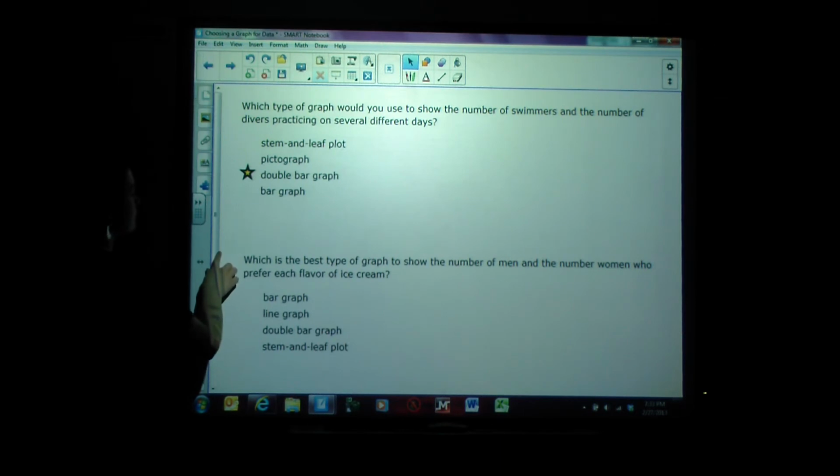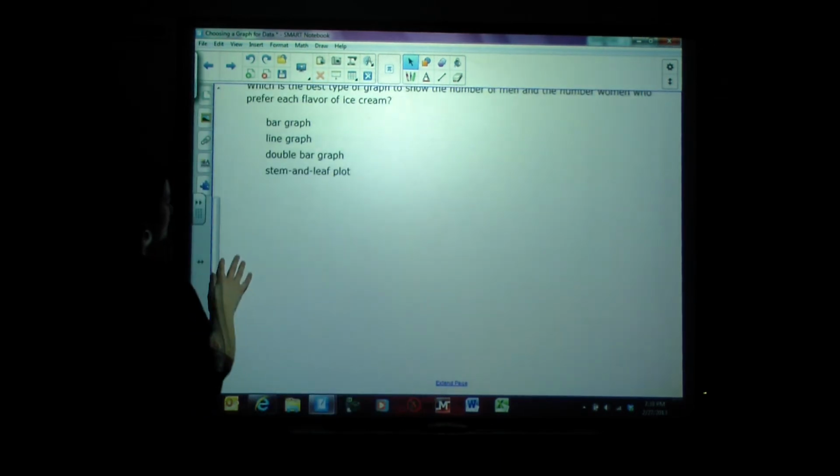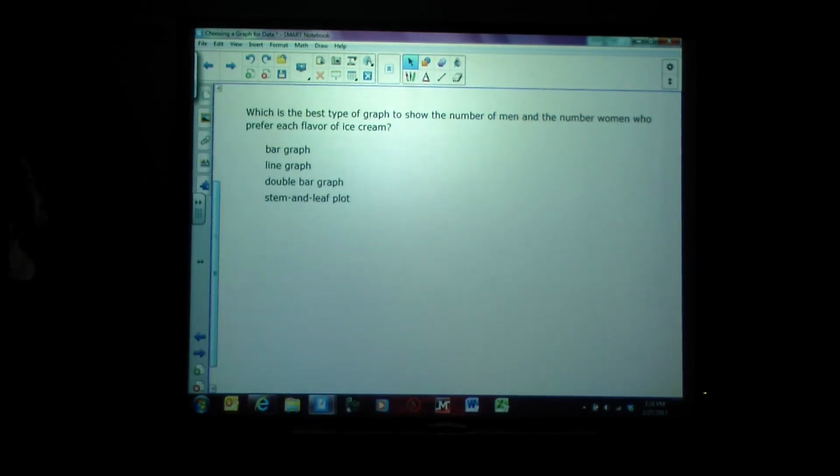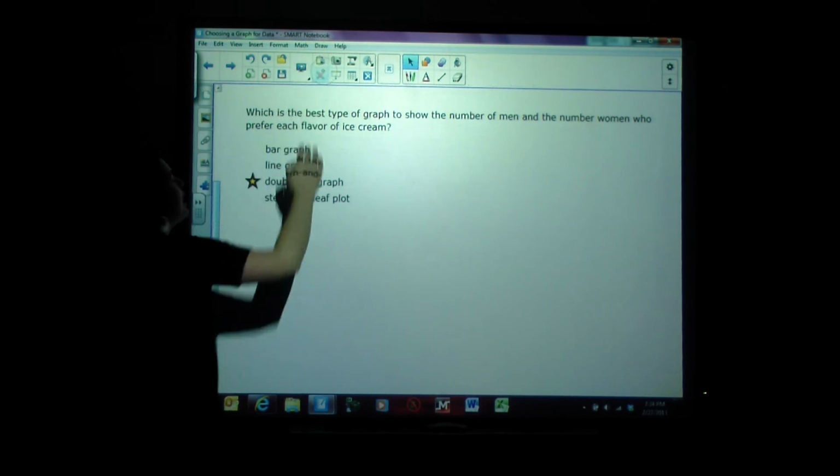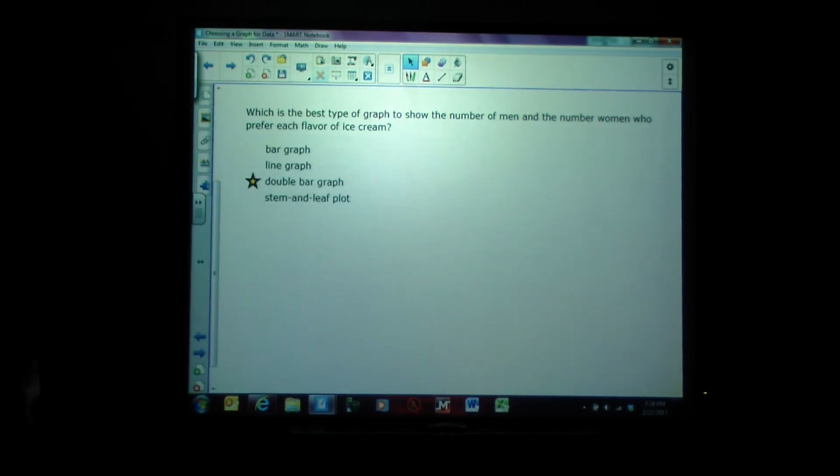Okay, which is the best type of graph to show the number of men and the number of women who prefer each flavor of ice cream? Bar graph, line graph, double bar graph, or stem and leaf plot? Again, we have women answering one way, men answering another way over all these different flavors of ice cream, so double bar graph would be the best, one bar to show what the men are saying, one to show what the women are saying.